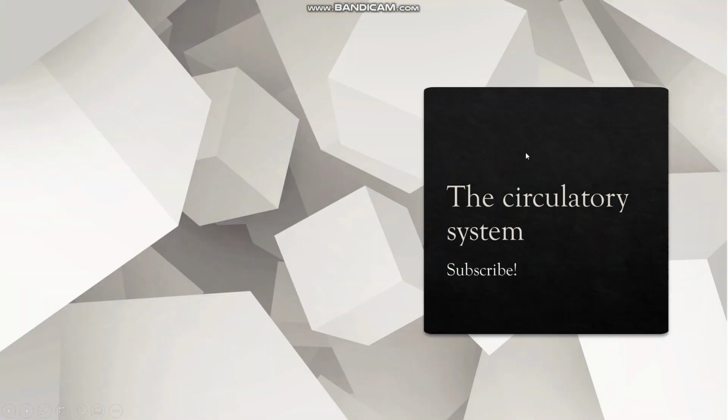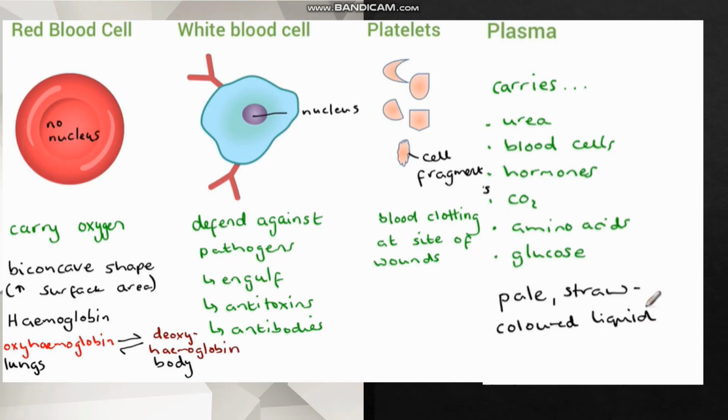Hey guys, and welcome to this video on the circulatory system, which is made up of the blood, heart and blood vessels. So in this video we'll be looking at everything in detail. So starting with the blood.